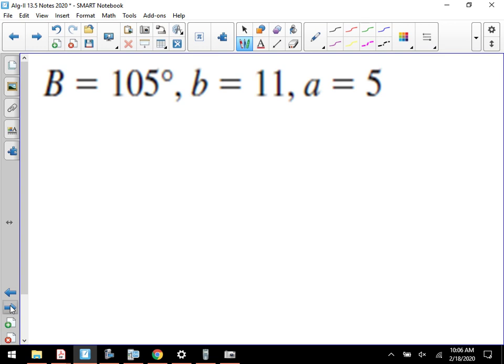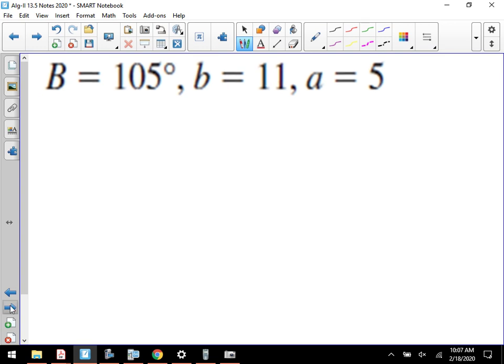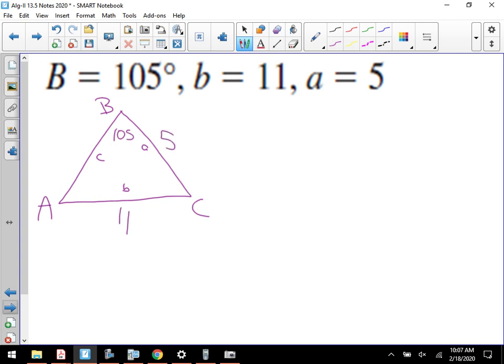In this case here, notice that we're starting with an obtuse angle. If I'm starting with an obtuse angle, I'm already in the second quadrant, so do I have to worry about two triangles? No. Okay. So again, start. 105, 11, 5. What is this forcing you to find first? It's trying to get you to find angle A first. So you've got to find angle A and angle C, and then little c.